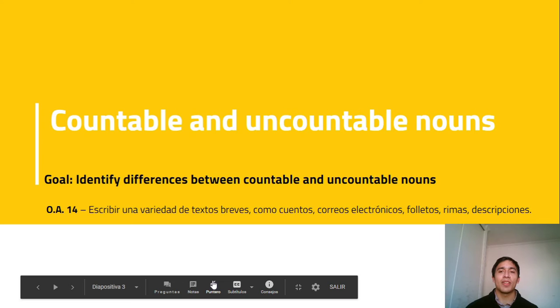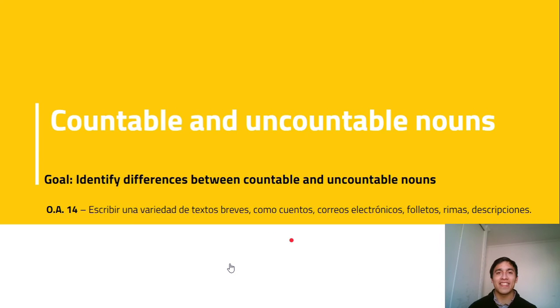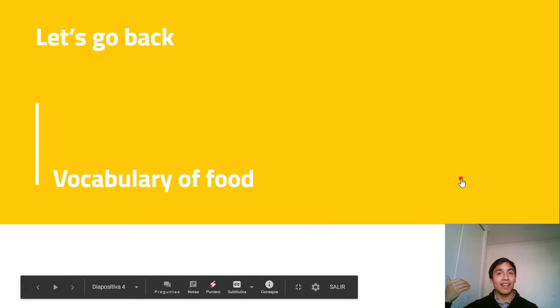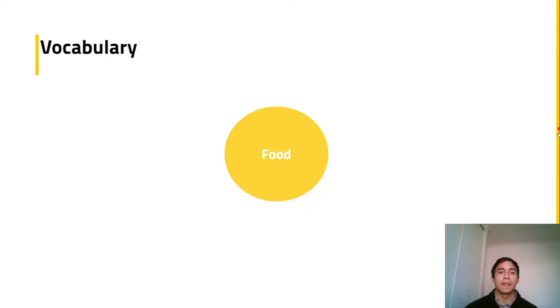Alright, countable and uncountable nouns. The goal for this video is to identify the differences between countable and uncountable nouns, referring to food in general. So let's go back and remember some vocabulary of food that we've seen before. There are different kinds of food. We have healthy food, junk food, right?